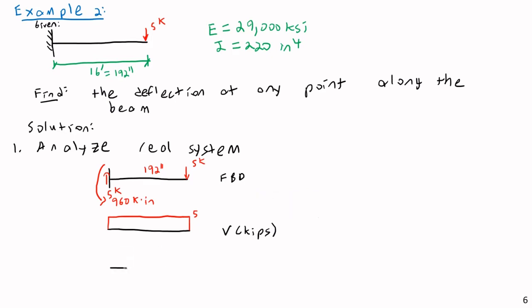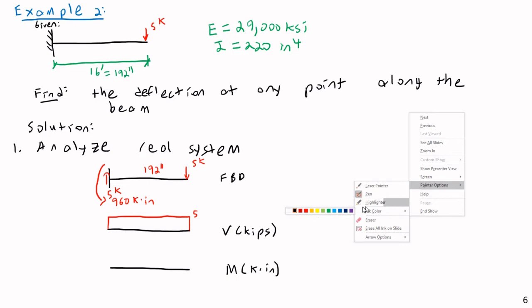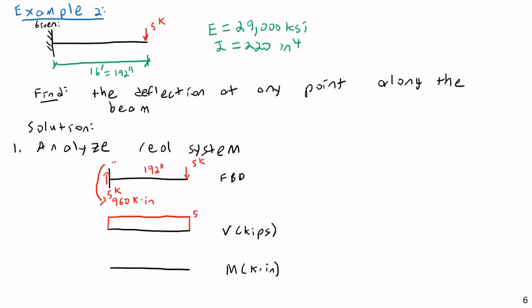And then for moment, it's just going to be a triangular moment. So our moment here, we have M in kip inches rather than kip feet. We're going to start down at negative 960, and we're going to just increase linearly back up to 0. And again, it will be negative because even though we have a positive reaction applied to the left-hand side of the beam, the internal bending moment will be opposite of that, and that will be negative. So negative 960 here.